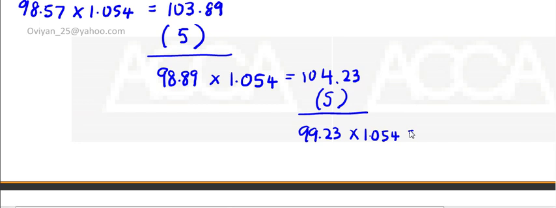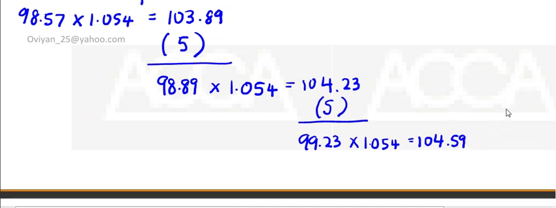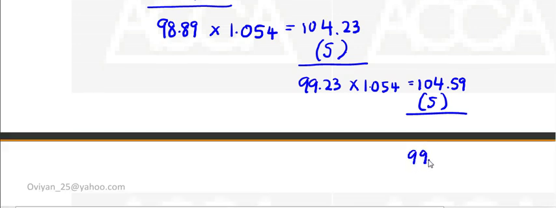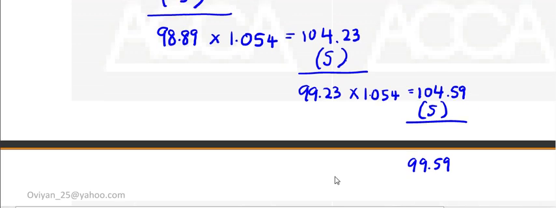So multiply by 1.054, it's going to give you 104.59. Is that okay? Around there. Okay, so how many times have you taken out the coupon? So far 2. This is going to be my 3rd time. Now when you take out this one, minus 5, you're going to get here 99.59.